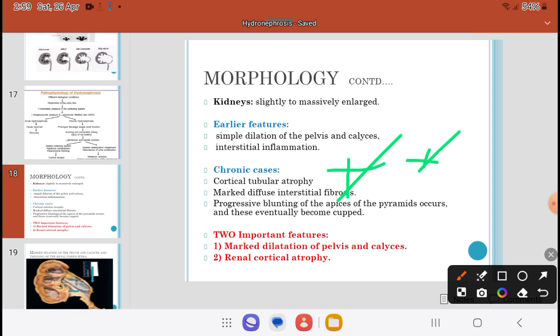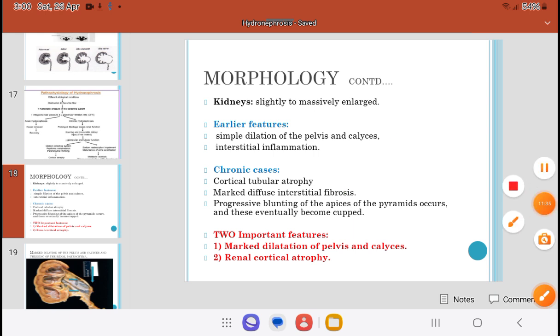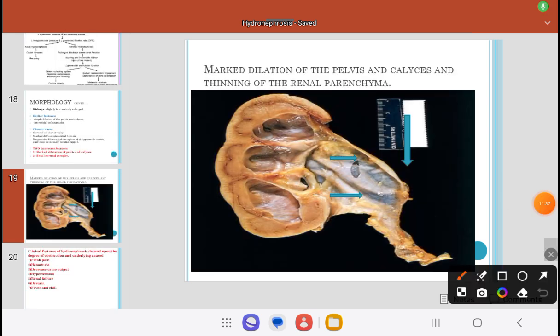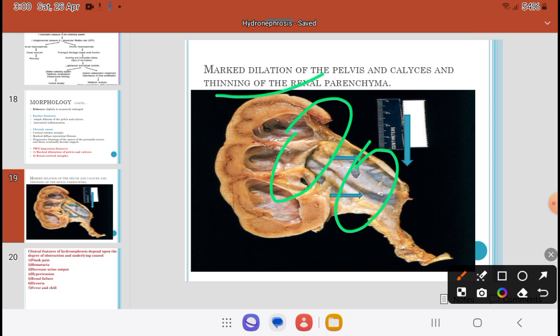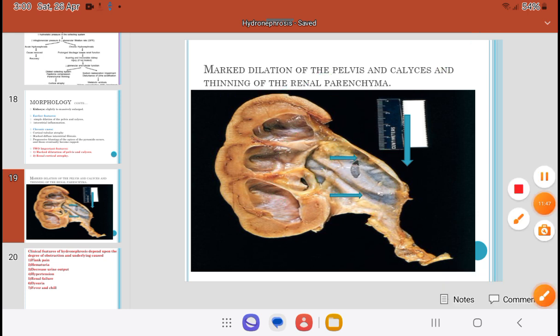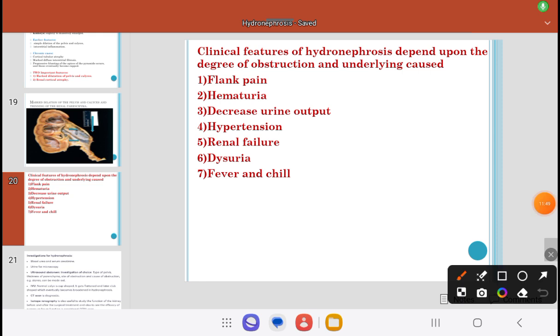But there are two important morphological features seen in a patient with hydronephrosis. First is marked dilation of the renal pelvis and calyx, and renal cortical atrophy. Simple. We can also see in the figure the calyx and renal pelvis, and in a patient with hydronephrosis, there is marked dilation of the renal pelvis and calyx. Simple. Then what signs and symptoms are present in a patient with hydronephrosis?